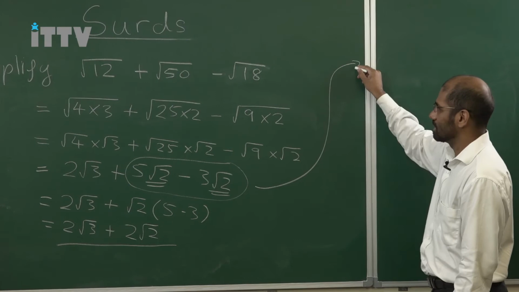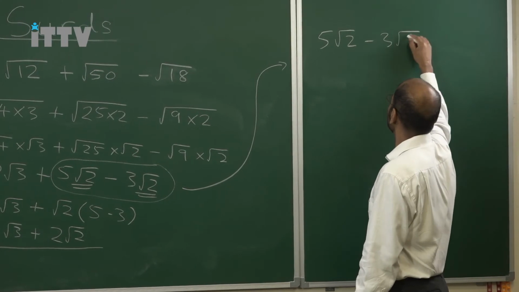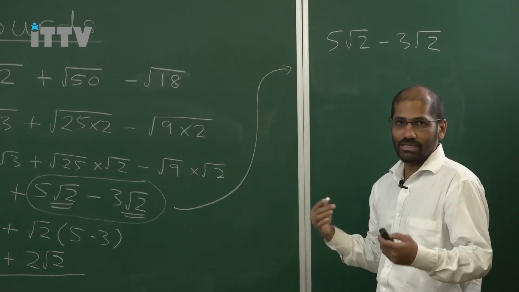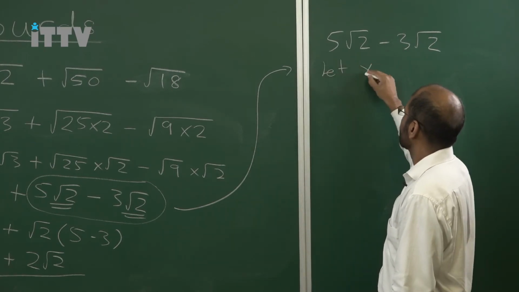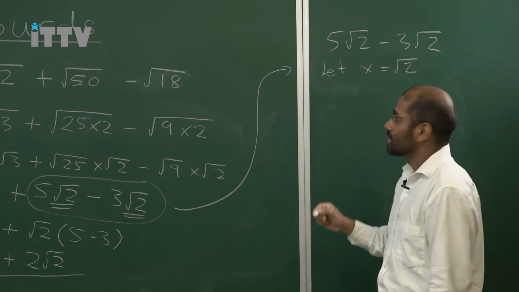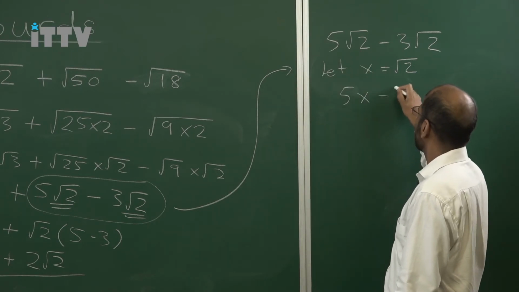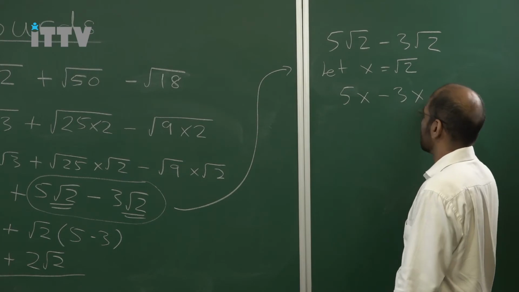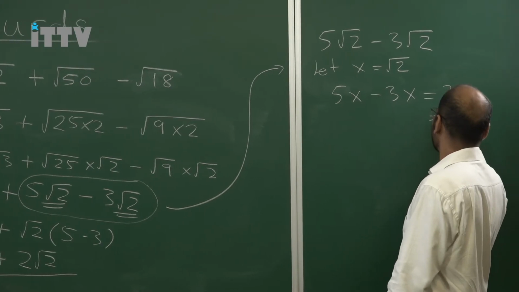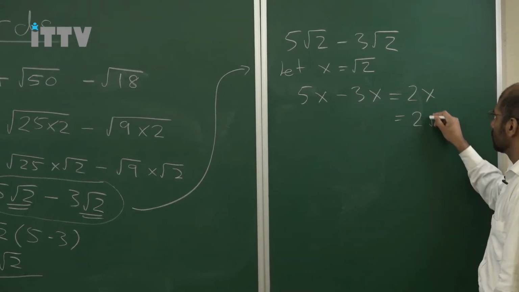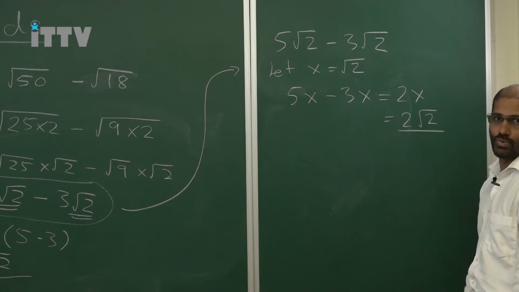Now taking this further up over here, we have 5 surd 2 minus 3 surd 2. Now the surd 2 can be expressed as just a variable. So I could say let x equal surd 2. Hence, we have 5 surd 2 becomes 5x, minus 3 surd 2 becomes 3x. So we have 5x minus 3x giving us 2x, and this would be 2 square root 2, since x equals square root 2 over here.